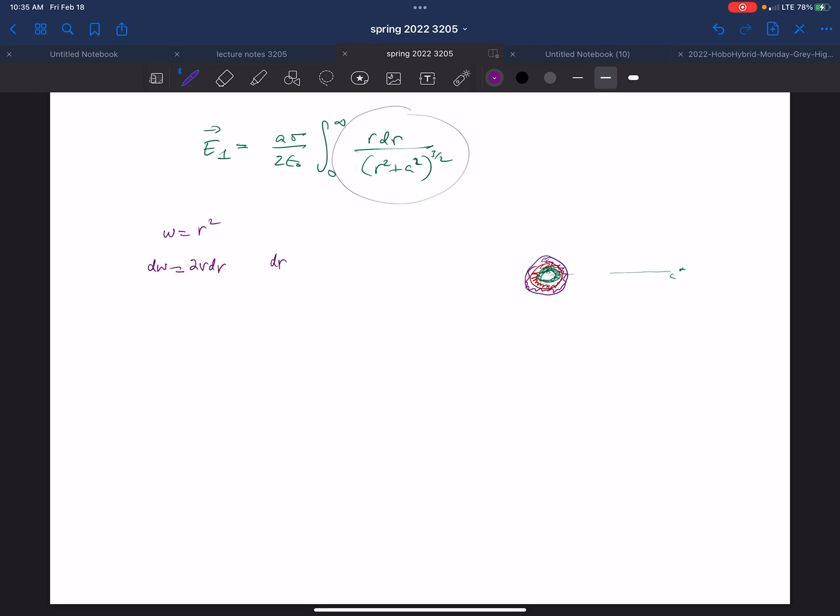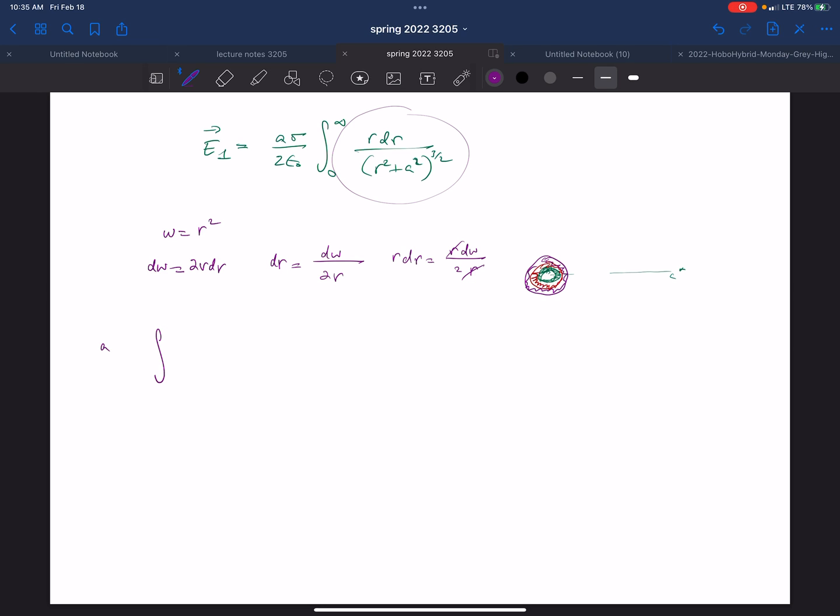I'm just moving stuff around. This is dw over 2r, and r dr is r dw over 2r. So those guys cancel each other. Then I'm going to plug all this stuff back into my integral.